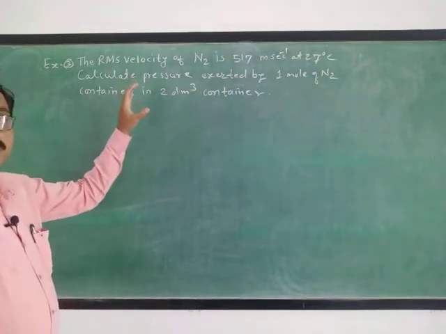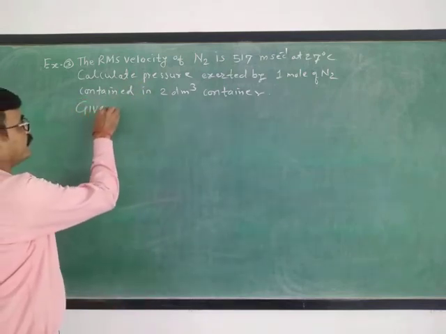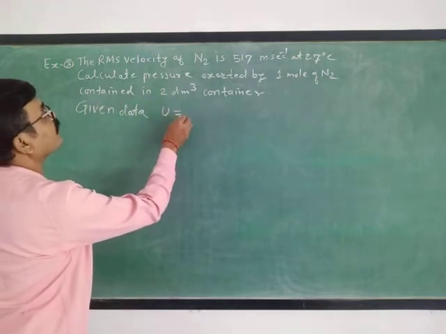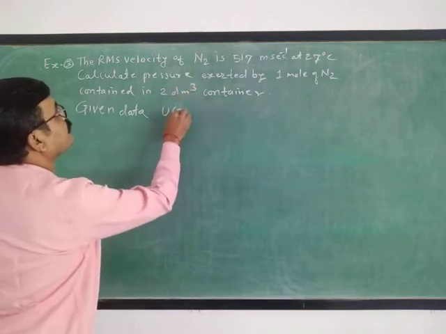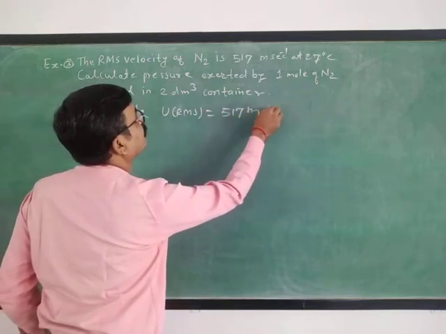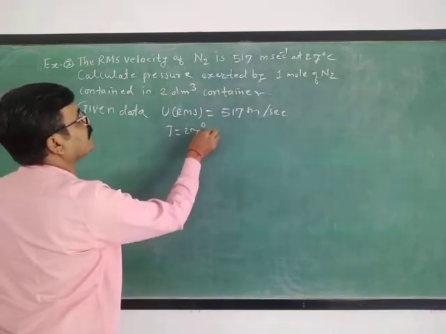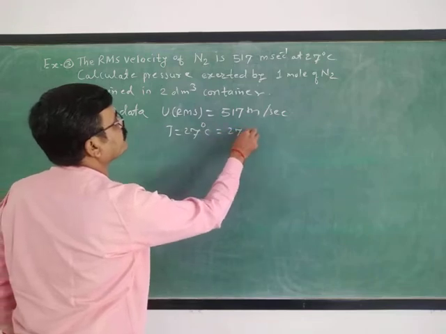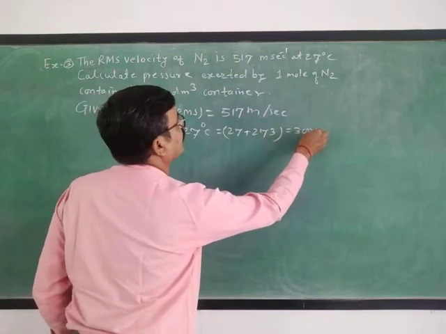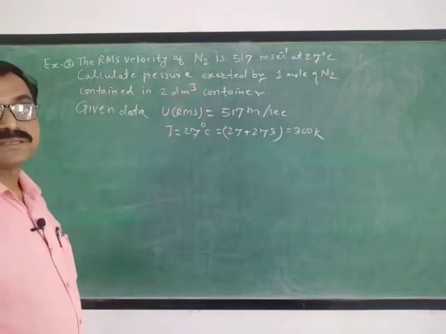From this example it is clear that the given data is RMS velocity, that is u, equals 517 meter per second. Now temperature is given, it is 27 degrees Celsius, that's why 27 plus 273 equals 300 Kelvin. And calculate the pressure exerted by the gas.